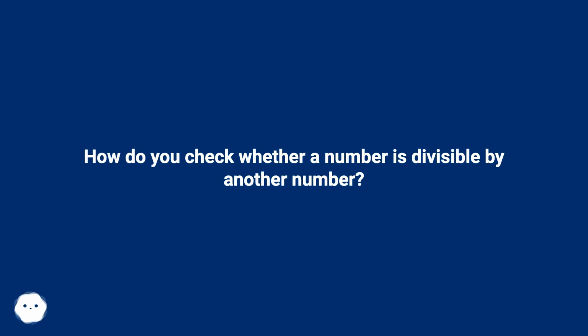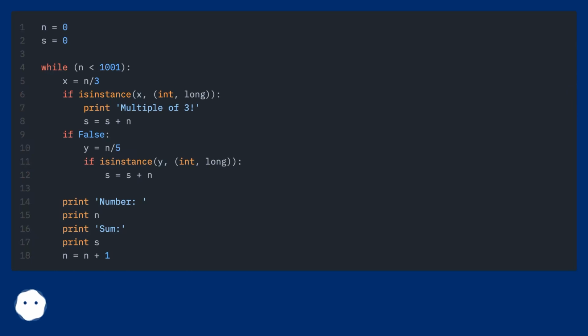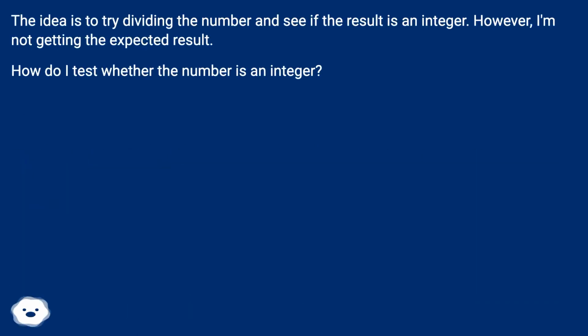How do you check whether a number is divisible by another number? I need to test whether each number from 1 to 1000 is a multiple of 3 or a multiple of 5. I tried this code in Python 2.x. The idea is to try dividing the number and see if the result is an integer. However, I'm not getting the expected result. How do I test whether the number is an integer?